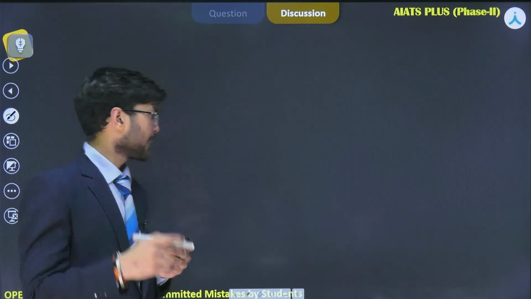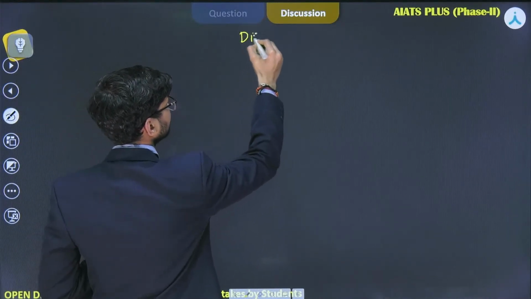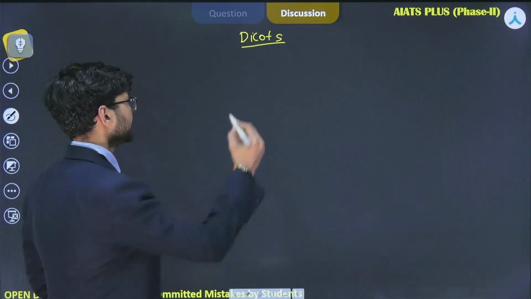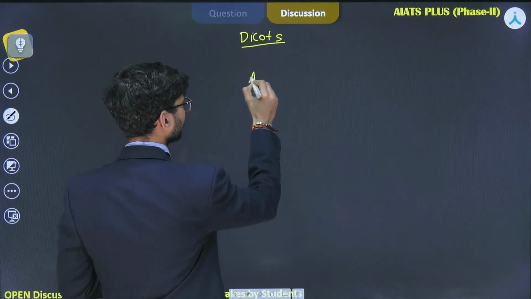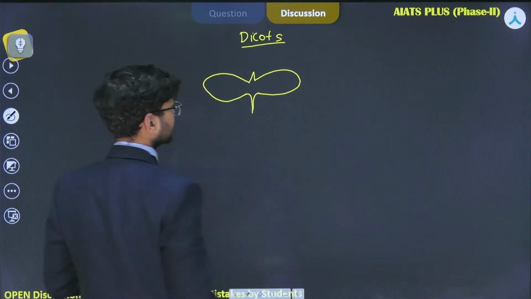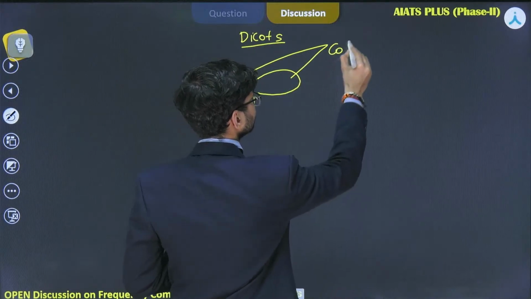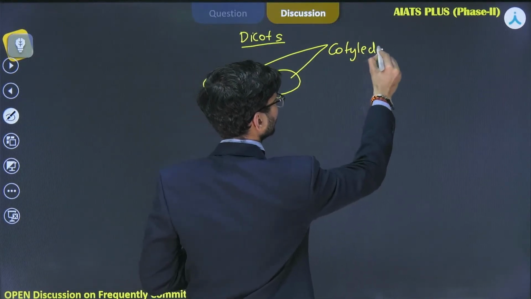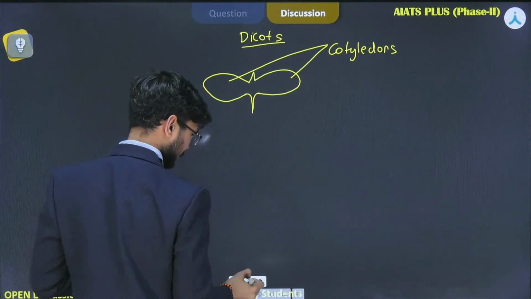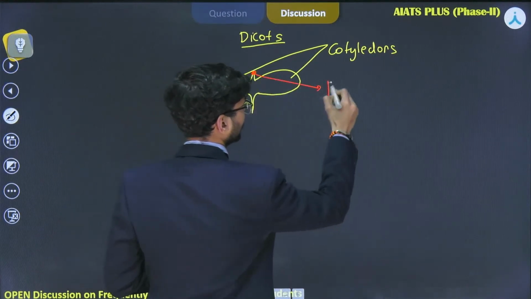Okay, now if we talk about dicots, you will find that the structure comprise of two cotyledons and an embryonal axis. Okay, now you will find that these two cotyledons are in the dicot's embryo structure, and the tip region that you see here is a plumule.